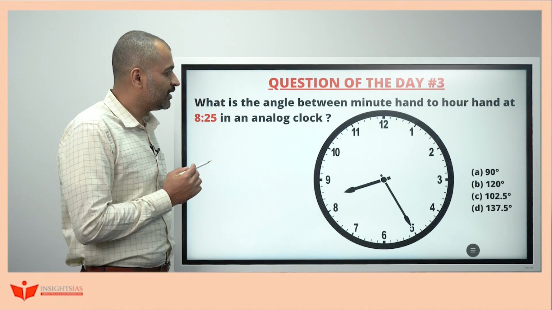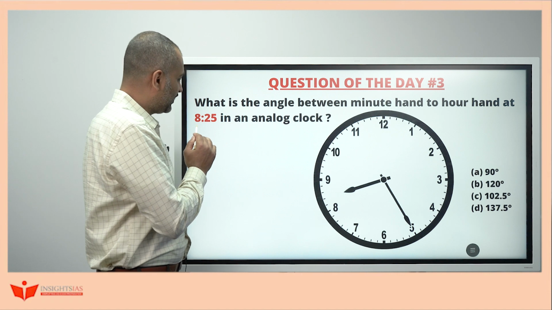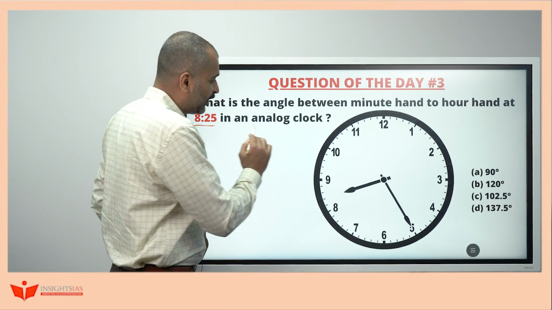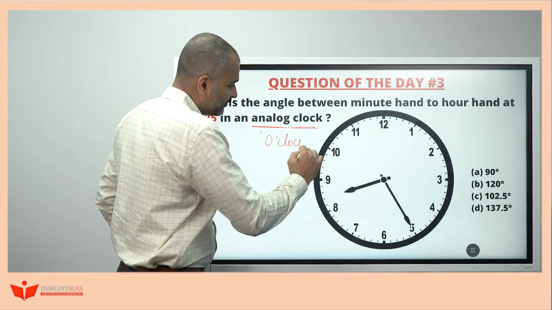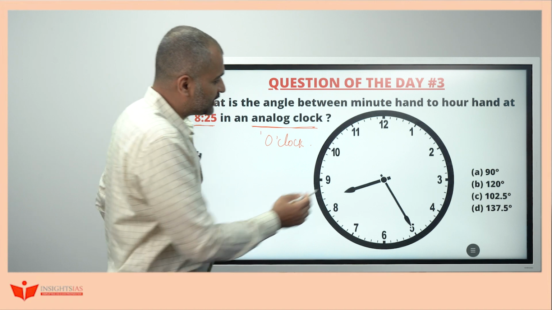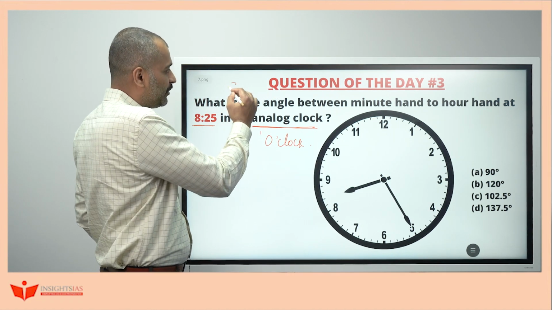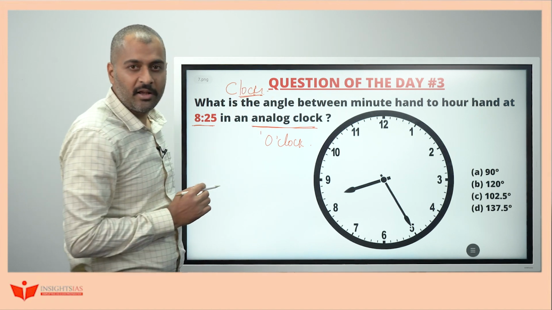Today's question is, what is the angle between the minute hand and the hour hand at 8:25 in an analog clock? An analog clock is an O clock. Why the name O clock? Because of its shape here. O clock means analog clock. And the topic from which I am picking this question is clocks.